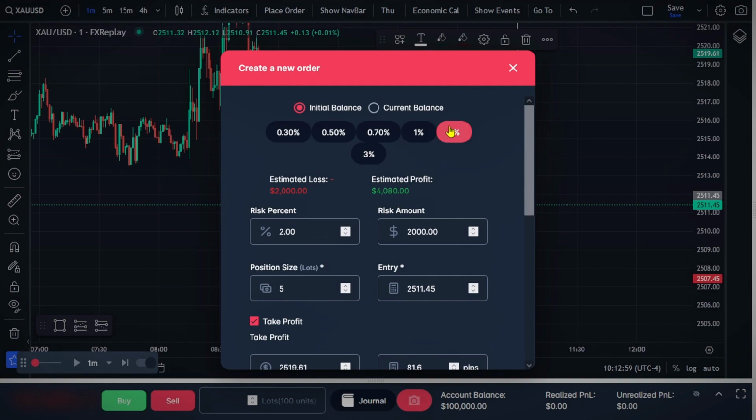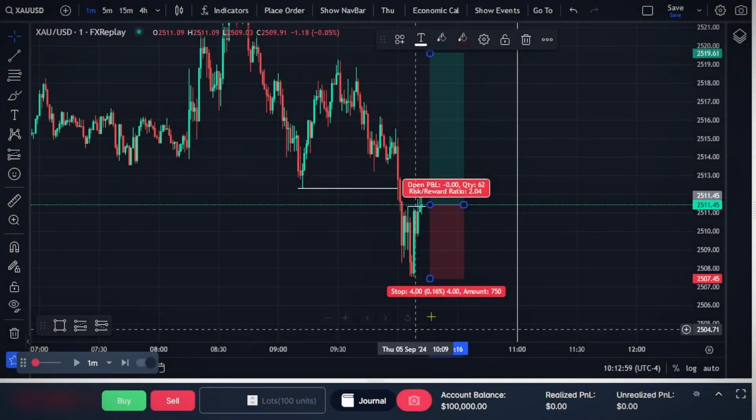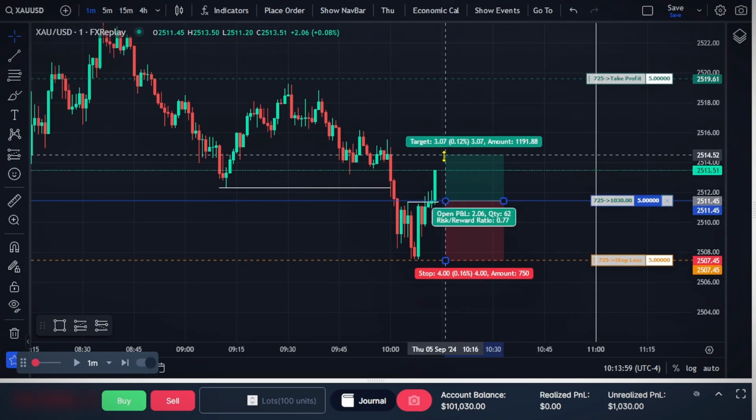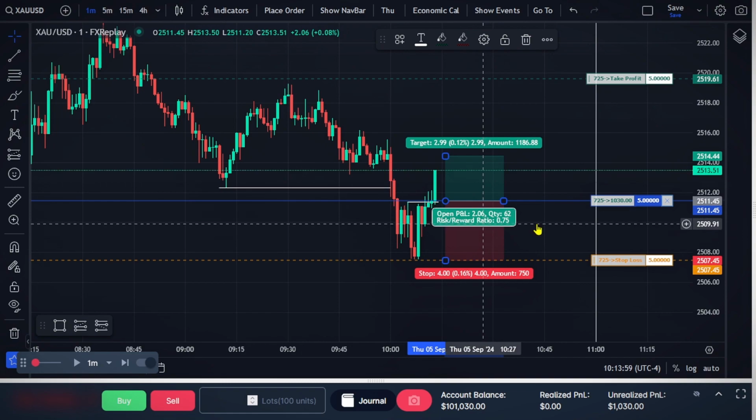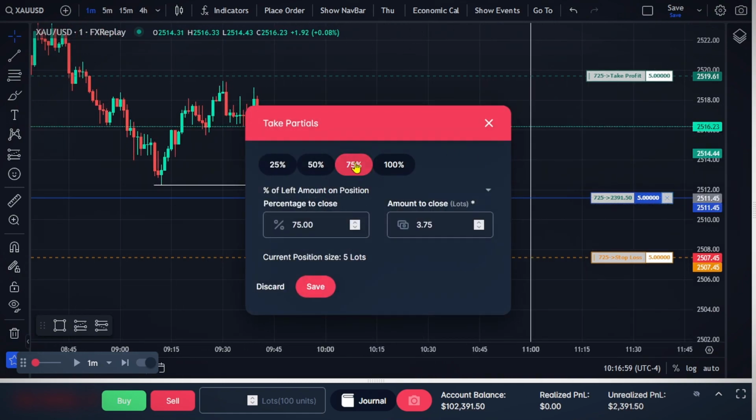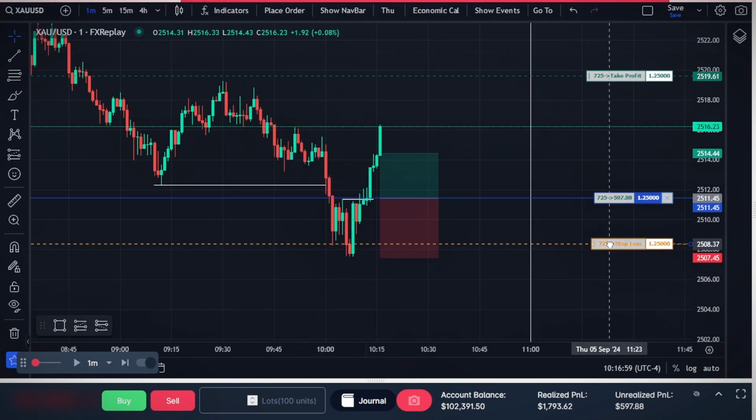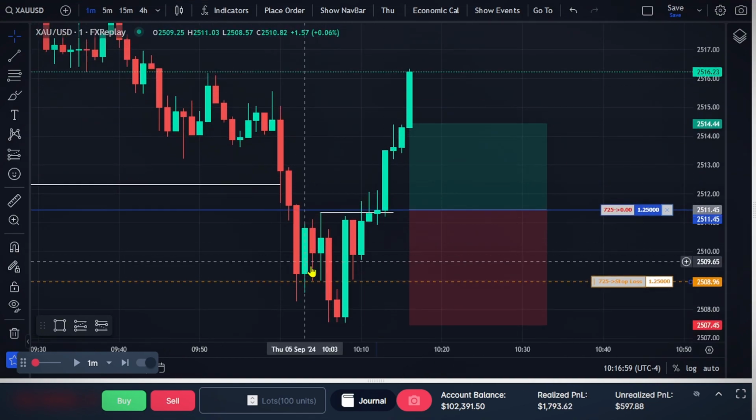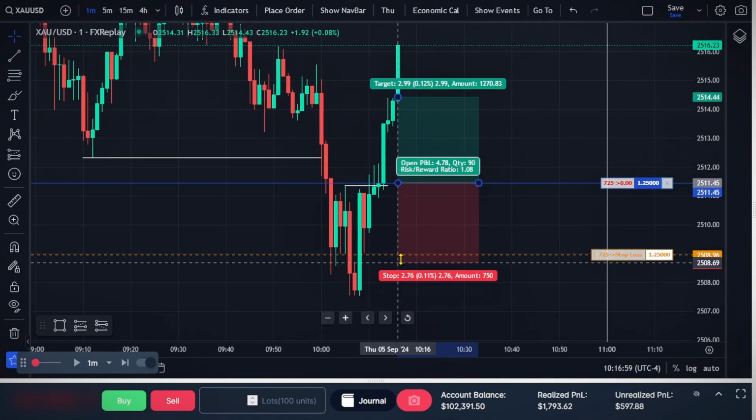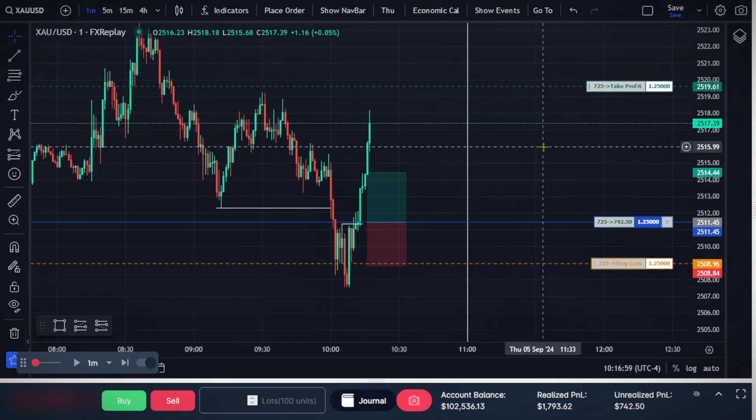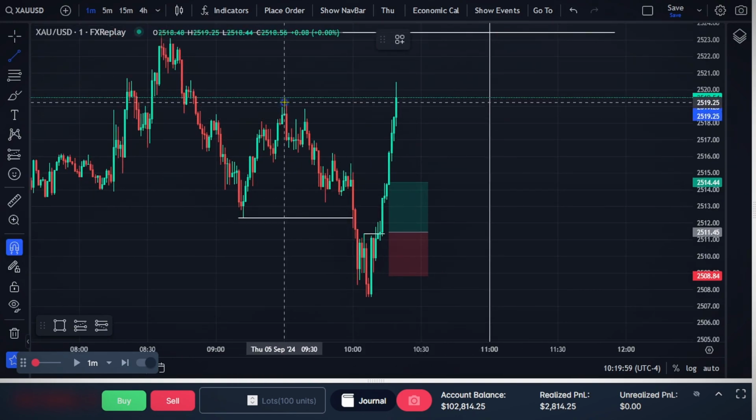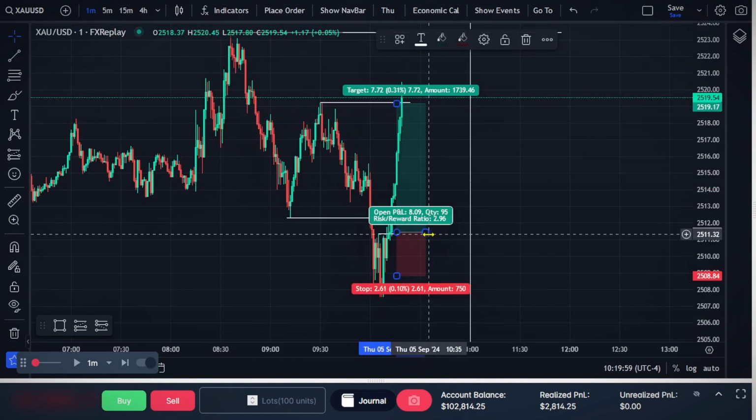Let me go ahead and execute this trade, risking 2%. Now, moving ahead to the next step, as soon as the trade reaches 0.75 R, I'm going to take out 75% of the position to secure some profits. After that, I'll move my stop loss below this fair value gap, as the price has no reason to trade all the way back unless it's reversing. I'll let the remaining position run towards the take profit. And just like that, we hit our take profit, targeting this buy-side liquidity, giving us a solid trade.